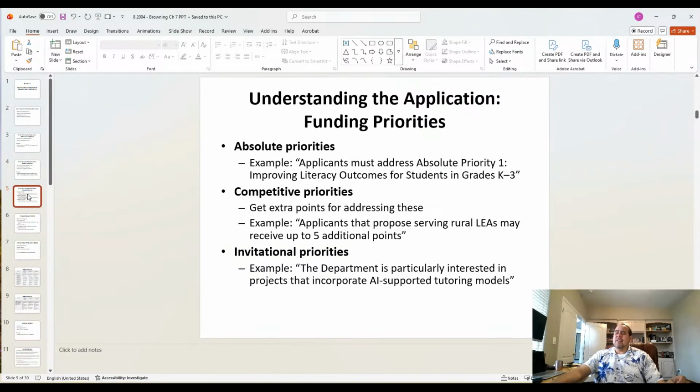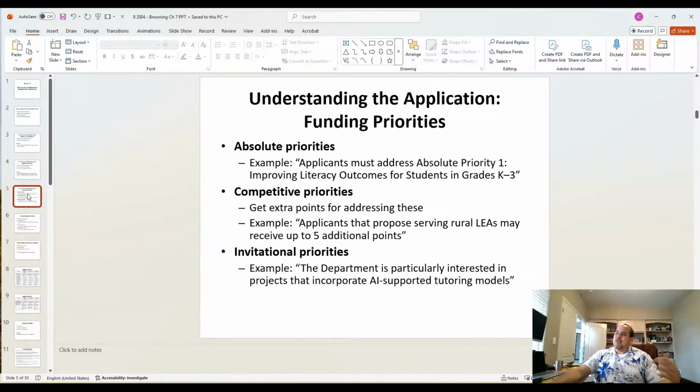Okay, funding priorities. Let's talk from the most important to the least important. When they say absolute priorities, they mean absolute priorities. You must fit that priority precisely. There's no ifs, ands, or buts about it. An example is applicants must address absolute priority 1, improving literacy outcomes for students in grades K to 3, right? You can't be serving 2nd to 4th grade. It's not going to work. They're looking for K to 3, okay?